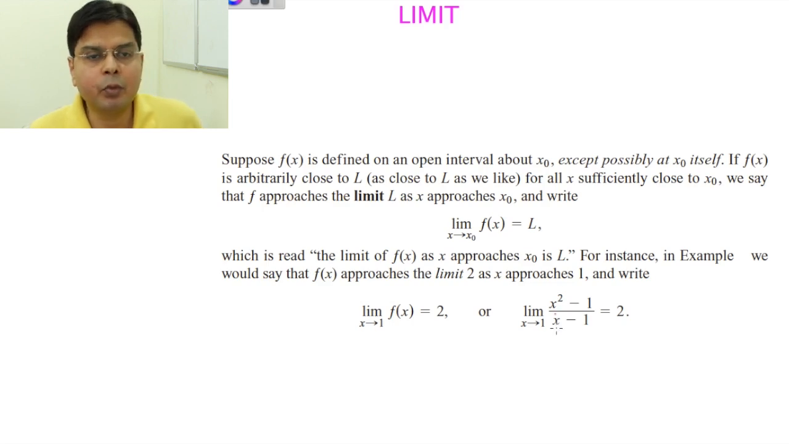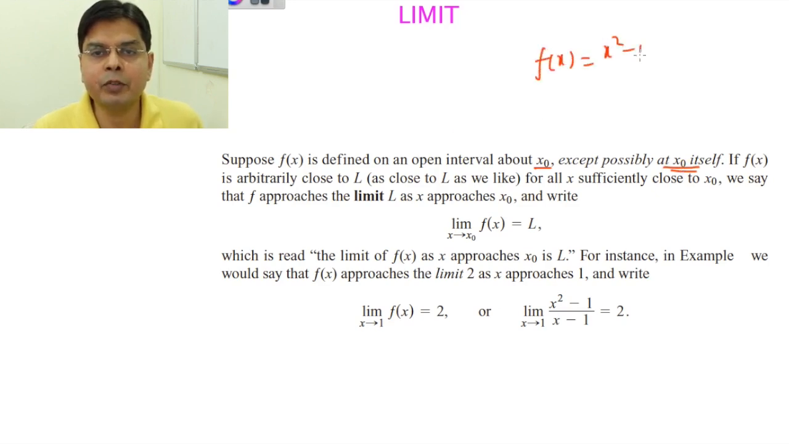Suppose f(x) is a function defined on an open interval about x naught, except possibly at x naught itself. You see, in my example also, f(x) = (x² - 1) / (x - 1), the function was not defined at x = 1. Even then, I found the limit at x = 1. So the first concept you should get very clear is that for the definition of a limit at a point x naught, the function may not be defined at that point x naught itself.